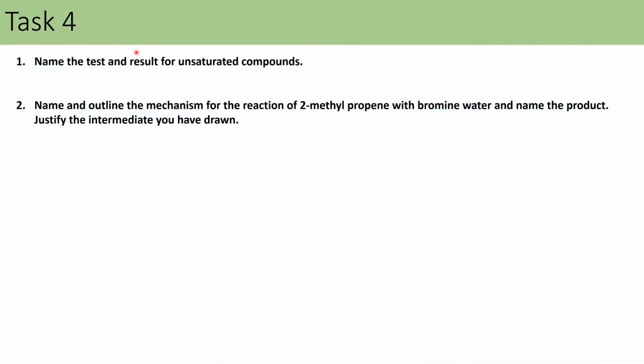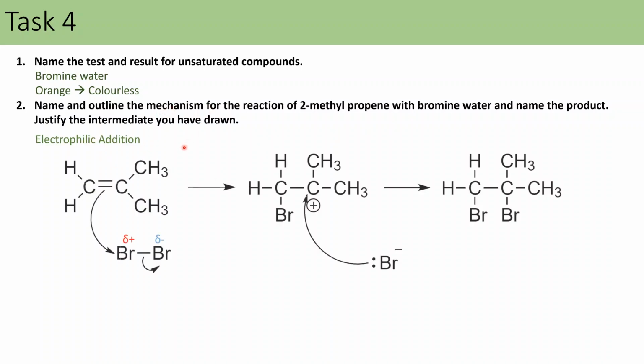Okay, right then. So the test for unsaturated compounds, you should have got bromine water, and it changes from orange to colourless. Now our mechanism, so let's have a look. The name of our mechanism is electrophilic addition. We're now going to outline that mechanism. So here is 2-methylpropene. So 1, 2, 3, 2-methyl, there's the 2-methyl. 1, 2, 3, there's the prop. And we haven't numbered the ene here because there's only one possible position for the alkene in propene.